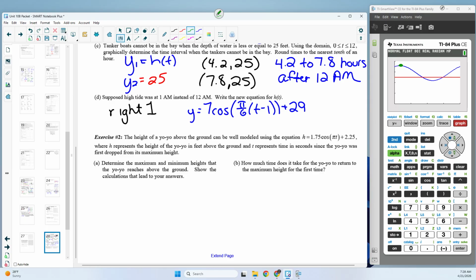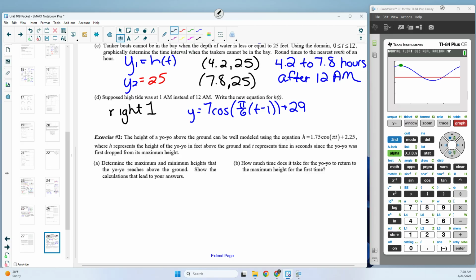So the next one, a little less work because we already have an equation and we're just answering things about it. So it says the height of a yo-yo above the ground can be well modeled using the equation h equals 1.75 cosine of pi t plus 2.25, where h represents the height of the yo-yo in feet above the ground and t represents the time in seconds since the yo-yo was first dropped from its maximum height. So if you think about a yo-yo going up and down, kind of periodic, definitely, it can be modeled by a sinusoidal equation. So first question says, what's the maximum and minimum height?